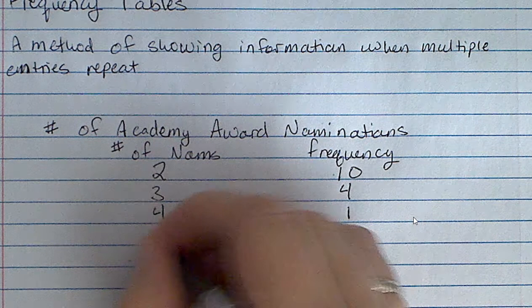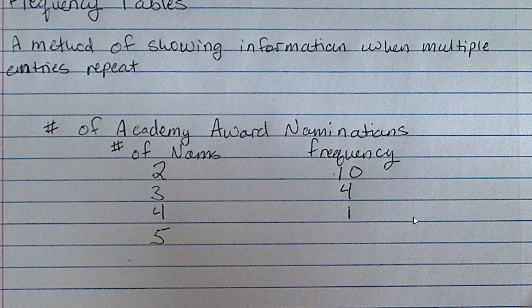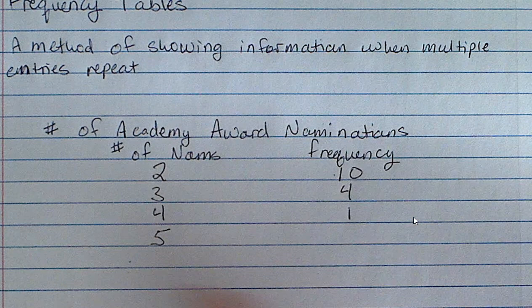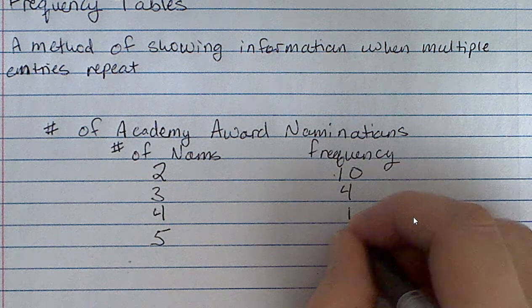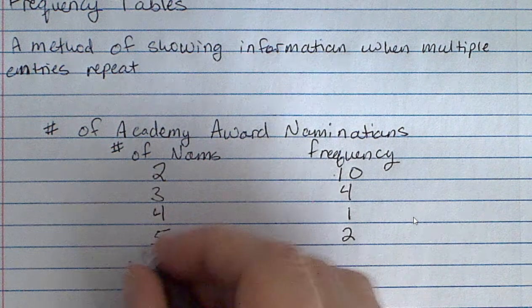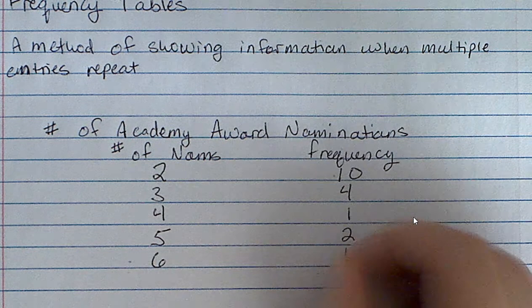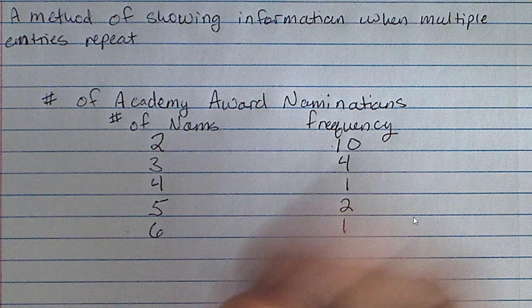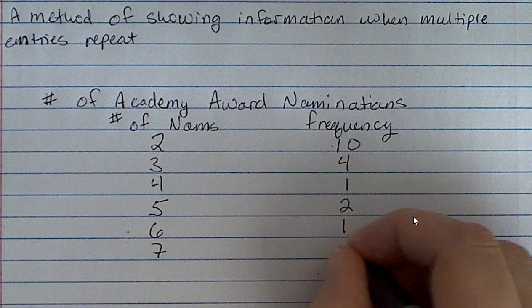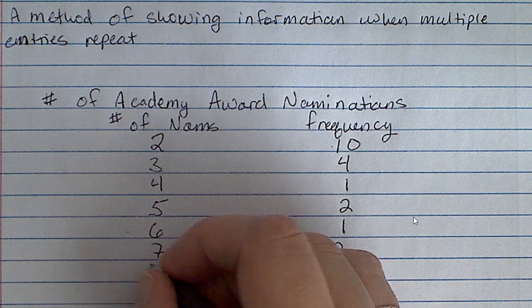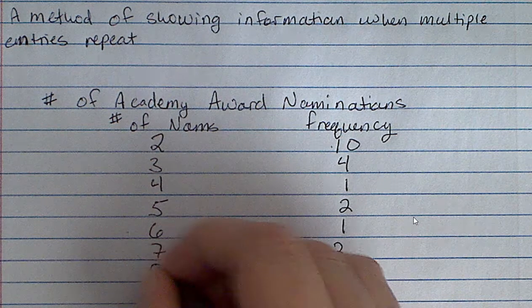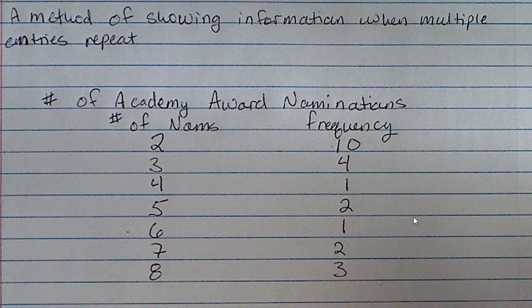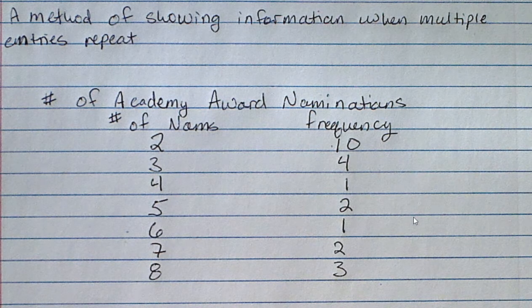So I'm going to show you what we're doing with it, but you're going to be given this table and you're going to be doing math to it. So maybe there's 2 movies nominated 5 times. Okay. Maybe 1 movie nominated 6 times. Maybe 2 movies nominated 7 times. And then I'm not basing this on anything, but let's say this year maybe there's 3 movies nominated 8 times, and then that's it. Okay?